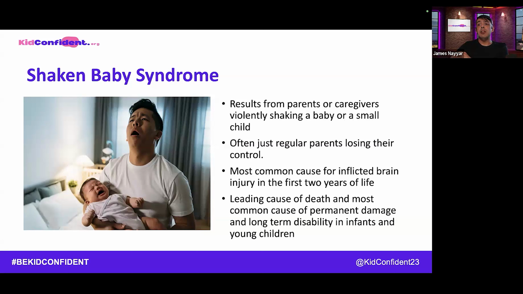Because the head is relatively large and the neck muscles are underdeveloped, like we said, and provide very little support, the shaking motion causes a child's brain to repeatedly hit the front and the back of the skull, leading to potentially fatal consequences. Most of the time, there's no criminal history or drugs or alcohol history of the parents. It's just regular parents losing their control out of frustration, which actually makes it a sadder thing, doesn't it? Those rapid acceleration deceleration forces can cause the brain to strike the inner surface of the skull, resulting in bruising, swelling, and diffuse axonal damage.